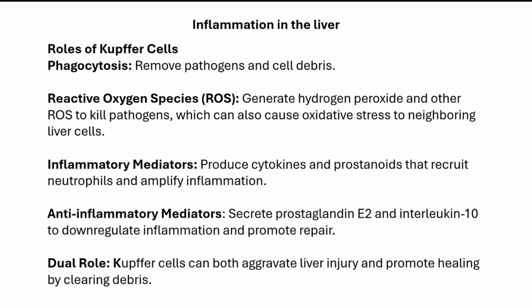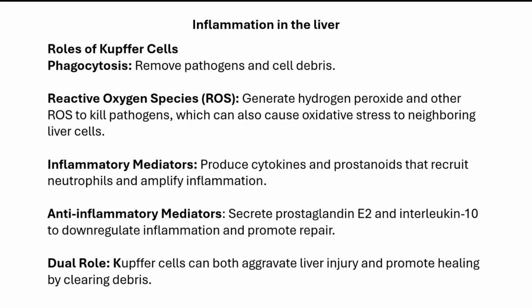First is phagocytosis, they remove pathogens and cell debris. Then reactive oxygen species, they generate hydrogen peroxide and other ROS to kill pathogens, which can also cause oxidative stress to neighboring liver cells. There are inflammatory mediators produced by Kupffer cells.